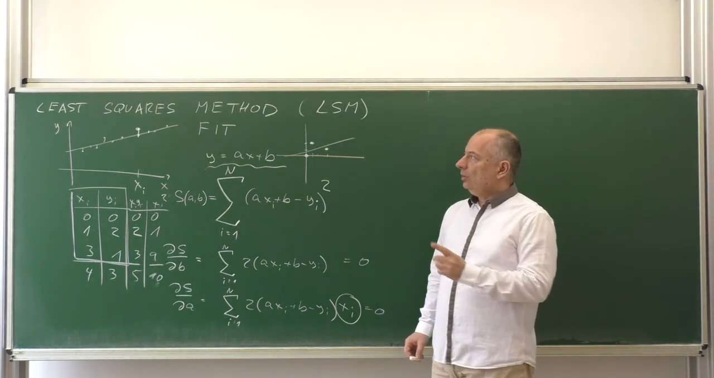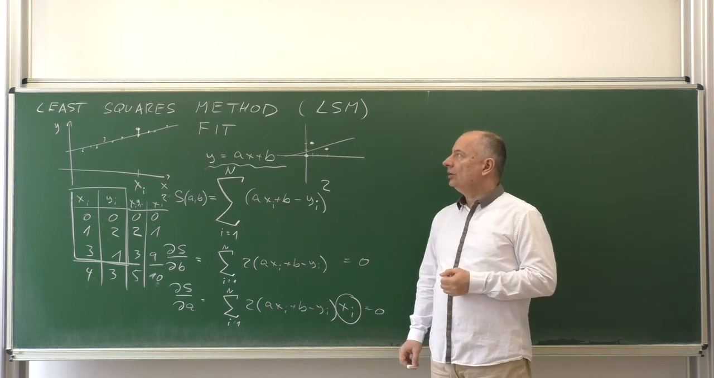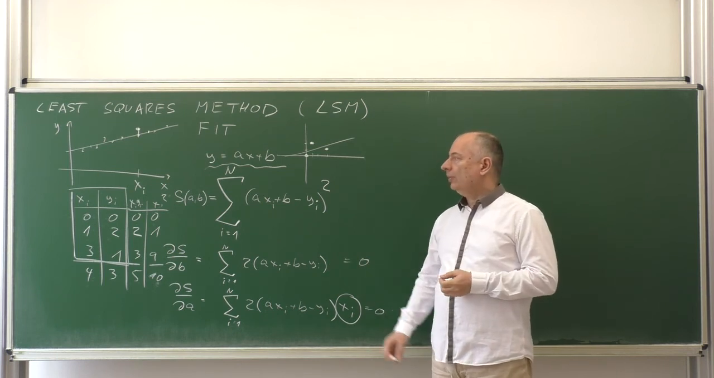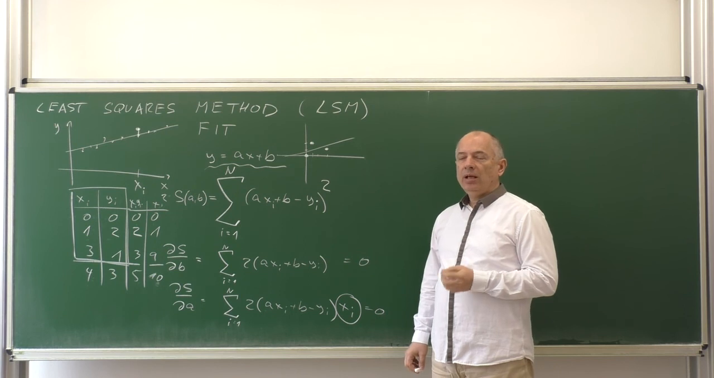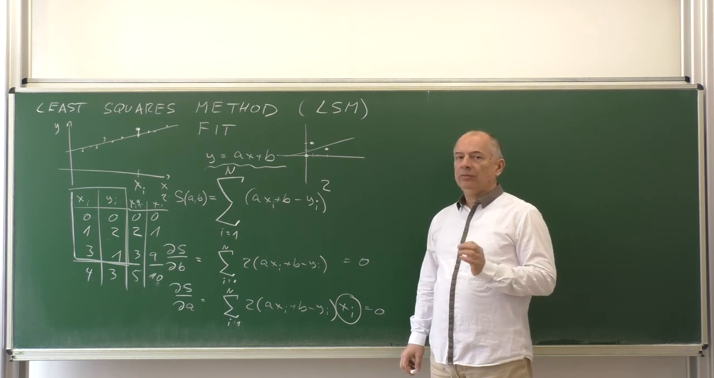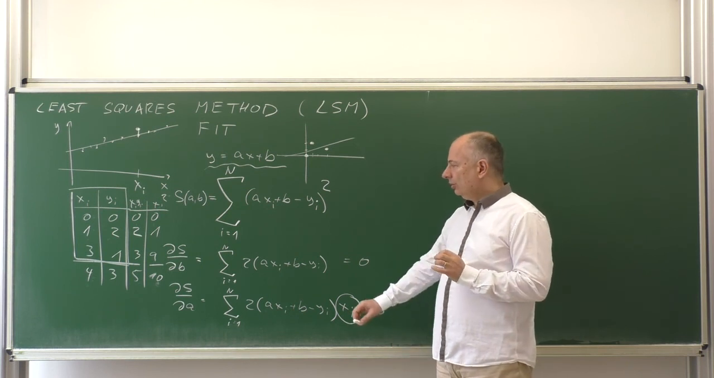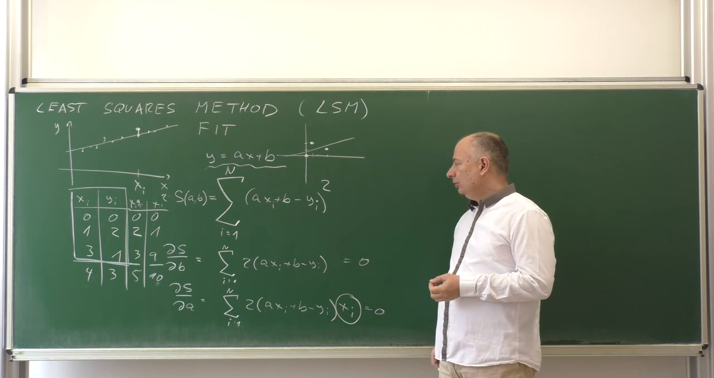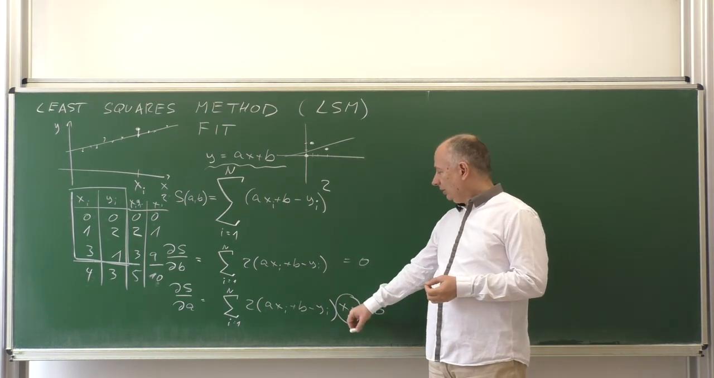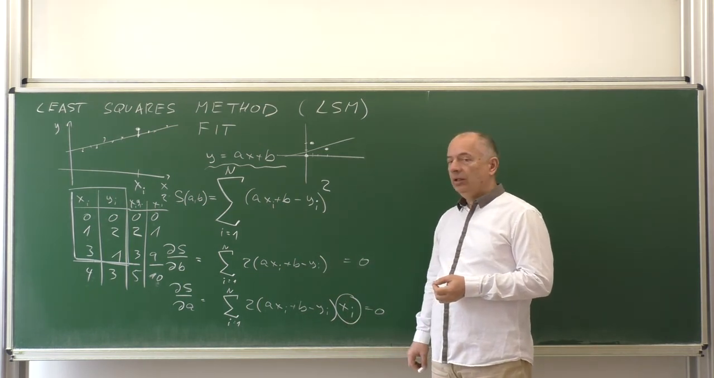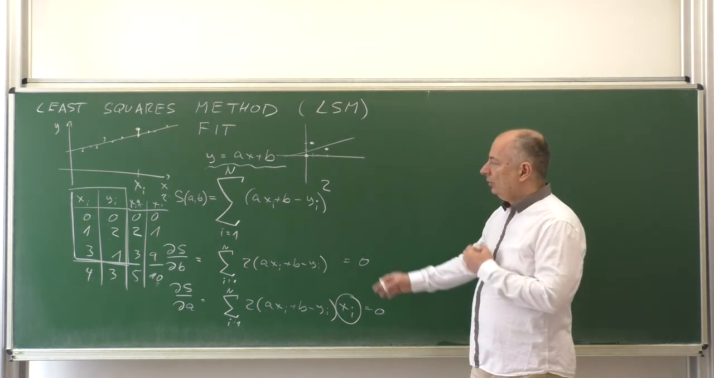We have seen how to apply this method, the least squares method, to some experimental data. But a good explanation of this method should contain one more step. We should show or prove that these equations lead indeed to a minimum. You remember how to find a minimum.